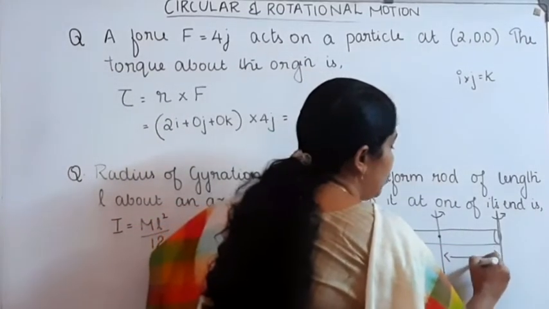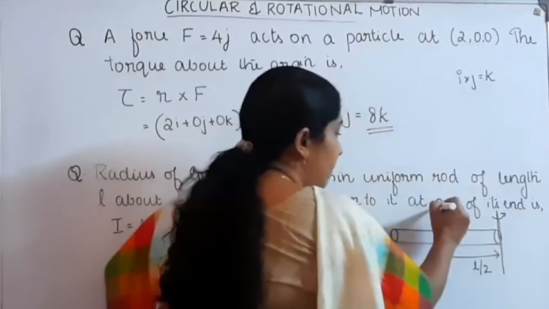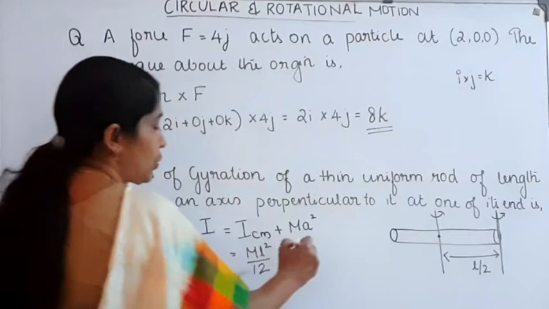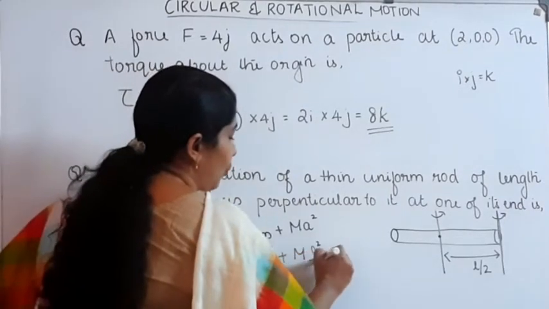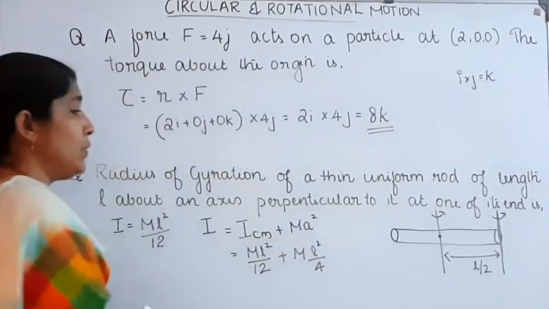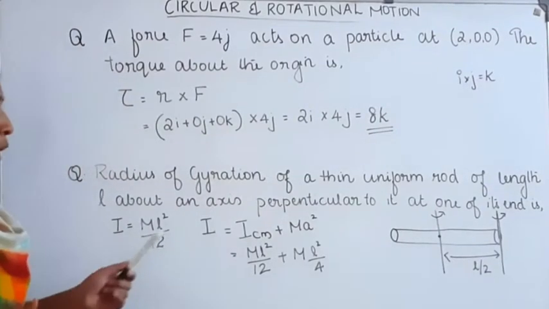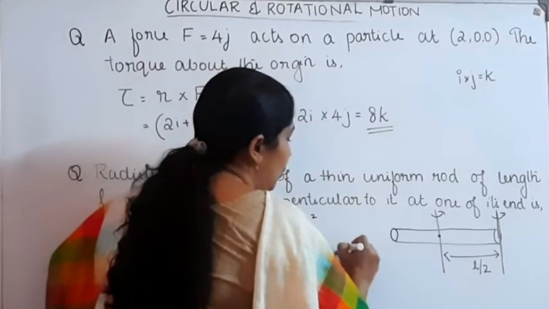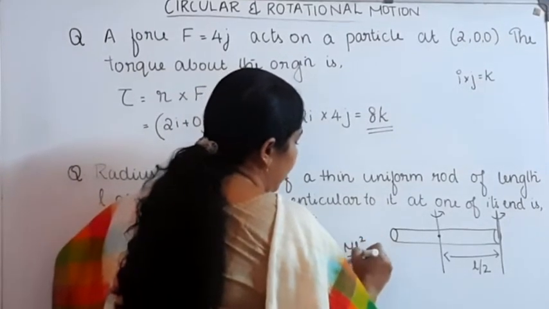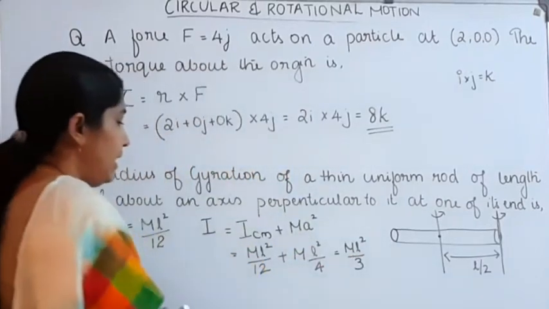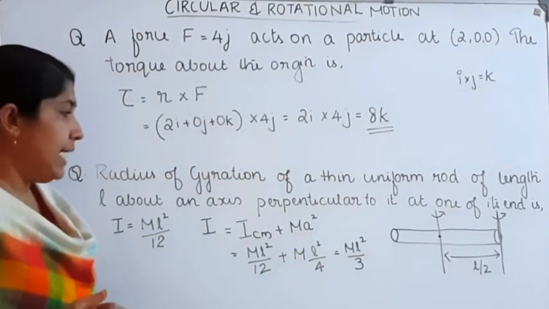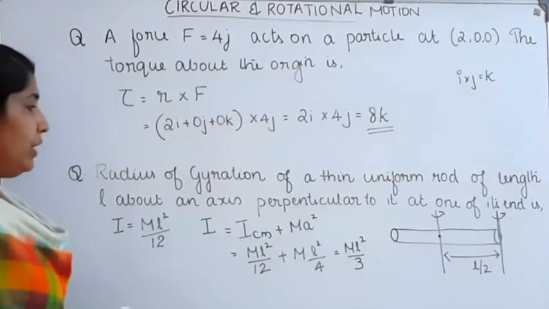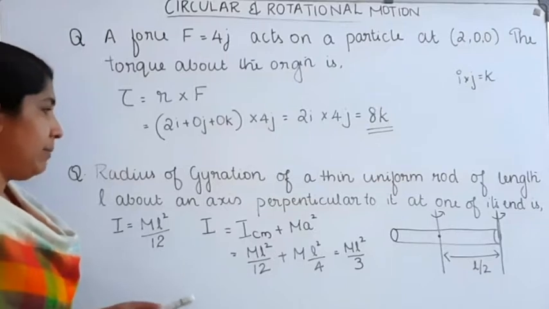The distance between these two axes is L by 2, because the first axis passes through the center. So M into L by 2 the whole square, that is ML square by 4. On solving this, the moment of inertia is equal to ML square divided by 3.